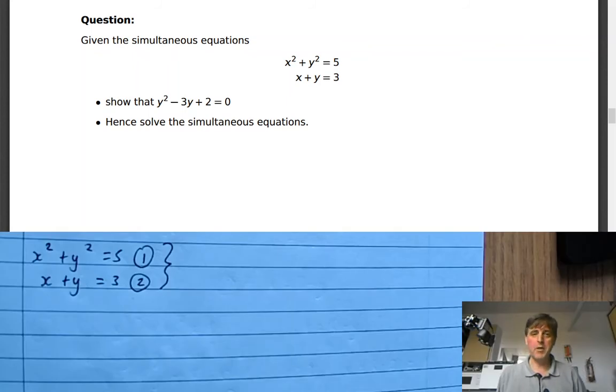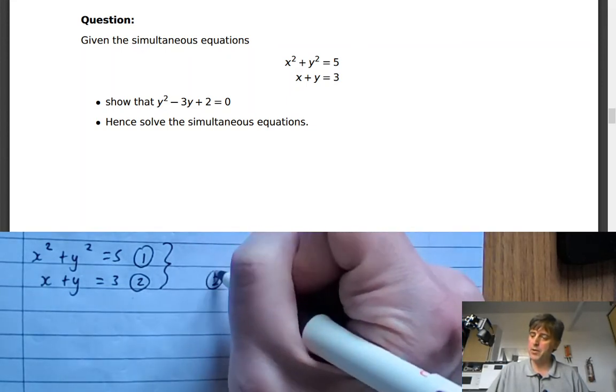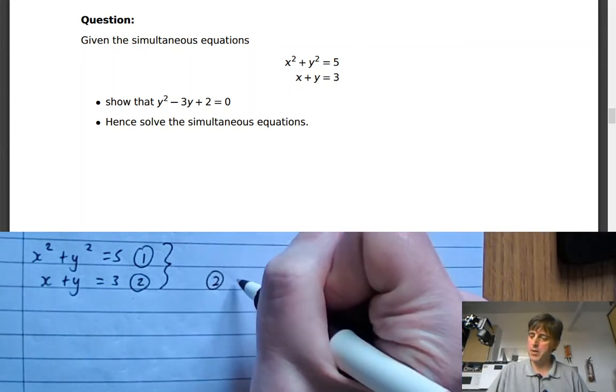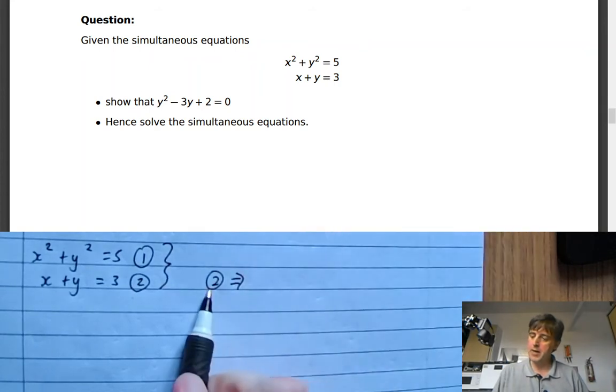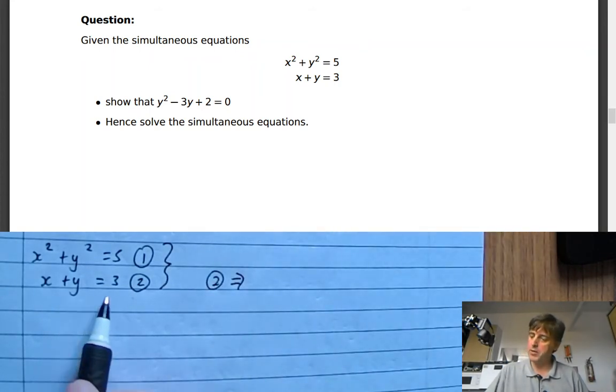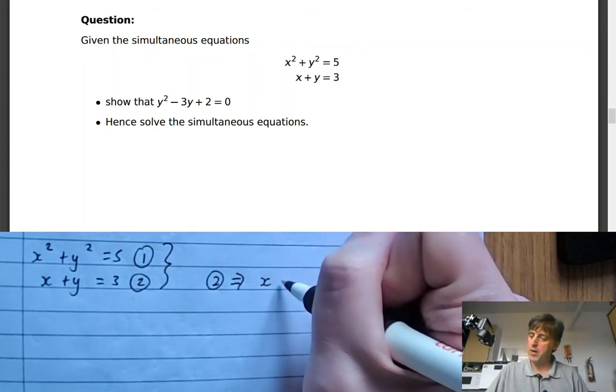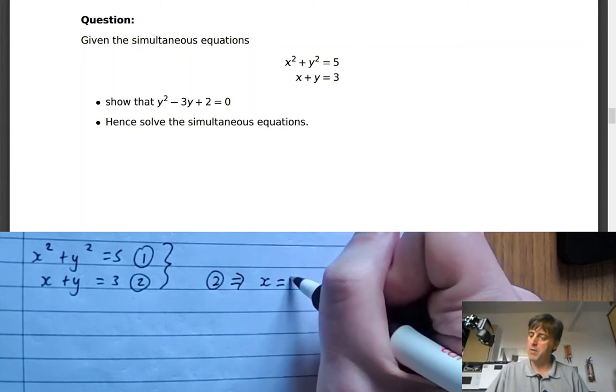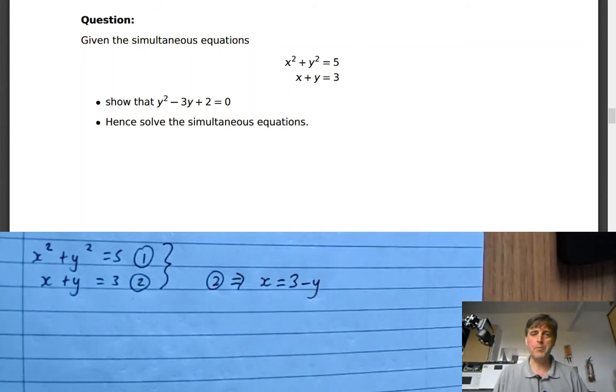Okay, let's quickly run through the answer of this one then. This is the kind of thing you should have done. Now, we need to take our linear equation here. And because we are eliminating the x's this time, I want to rearrange this to make x the subject. So if I take that second equation, equation 2 here, and I just subtract y from both sides, we end up with x in terms of y. X equals 3 minus y is what you should have got there.